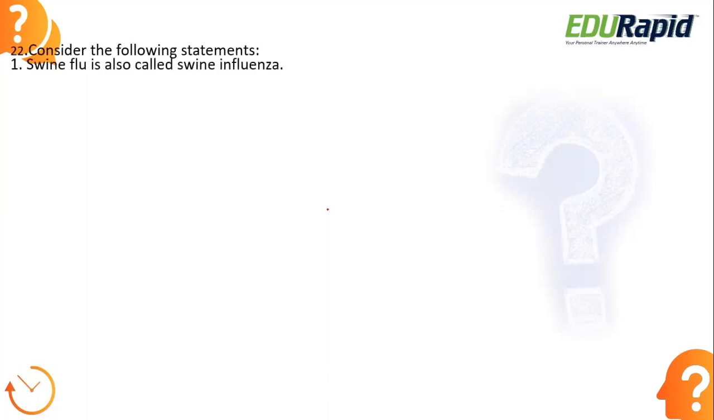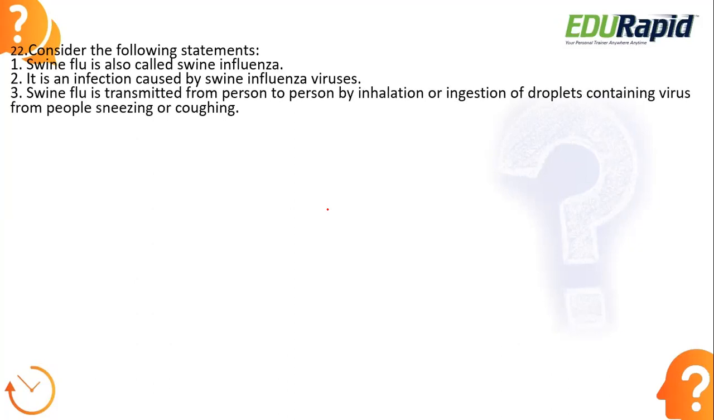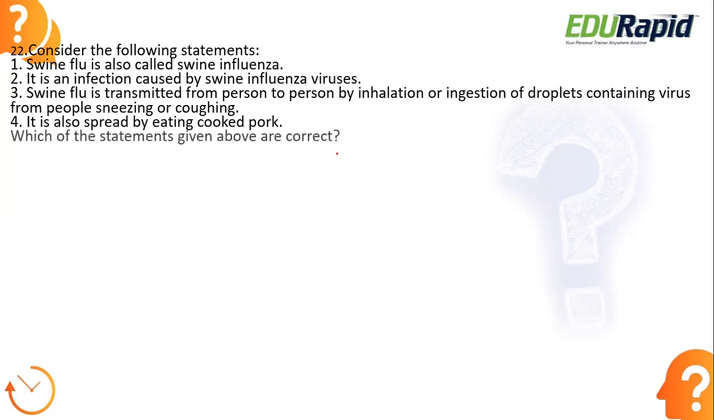Next question, consider the following statements. Swine flu is also called swine influenza. It is an infection caused by swine influenza viruses. Statement 3, swine flu is transmitted from person to person by inhalation or ingestion of droplets containing virus from people sneezing or coughing. Fourth statement, it is also spread by eating cooked pork. Which of the statements given above are correct?